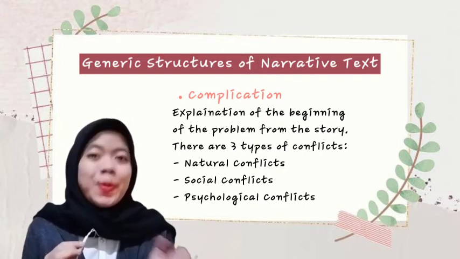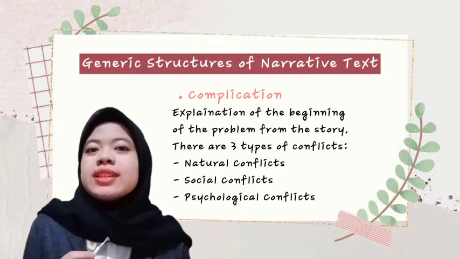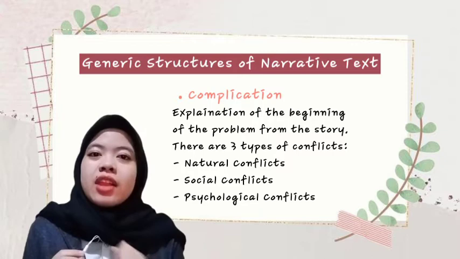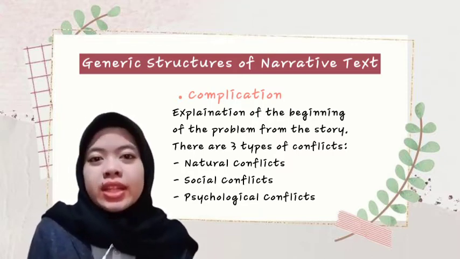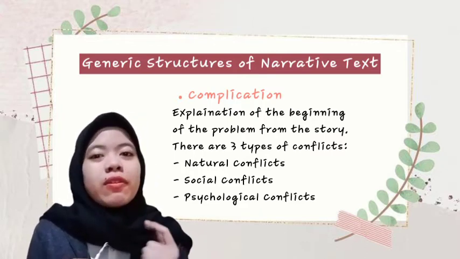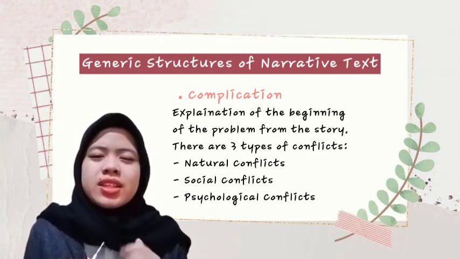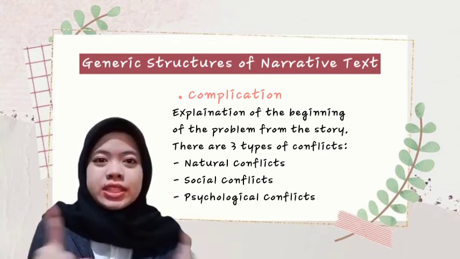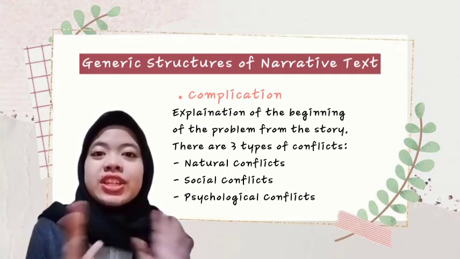Next, complication is the part of a narrative text which explains the beginning of the problem from the story. The beginning of this problem also begins a storyline which will then continue to conflict, climax, and anticlimax of the story. Generally, complication contains interaction between characters. This interaction creates a conflict or contradiction.